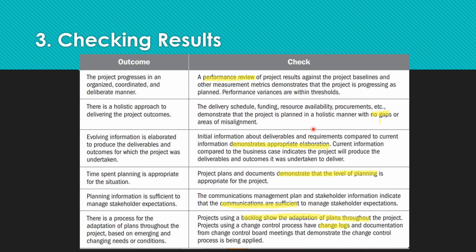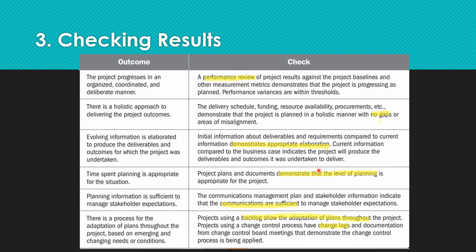Right? Progressive elaboration. How do I check it? Your current information of the project should demonstrate appropriate elaboration. Right? You need to compare your scope statement and, while you are in the requirement phase, how it is getting elaborated into the WBS, into your design and other implementation stages. So the current information compared to the business case indicates that the project is progressing, producing the right deliverables and outcomes.